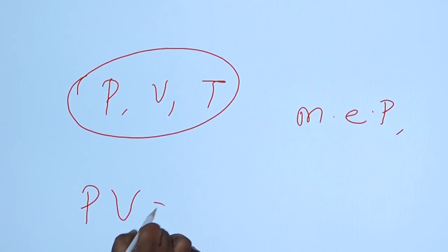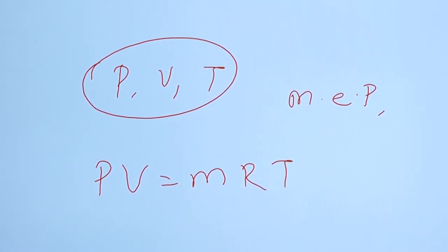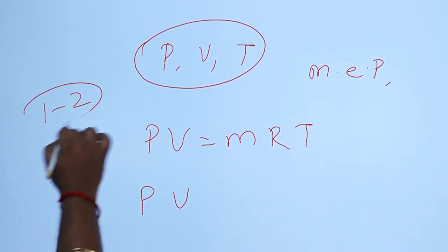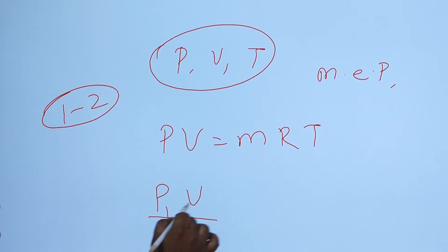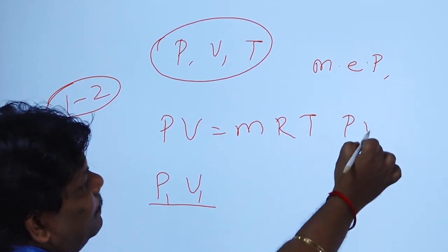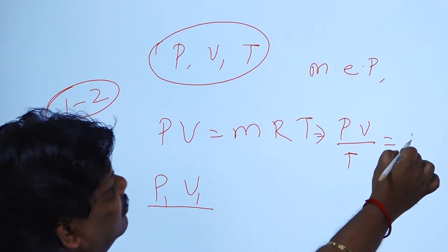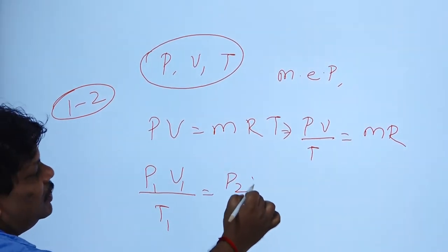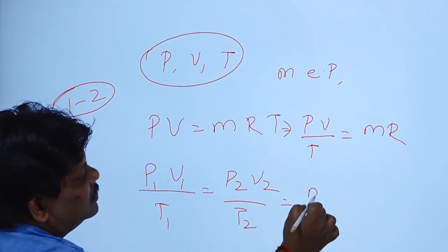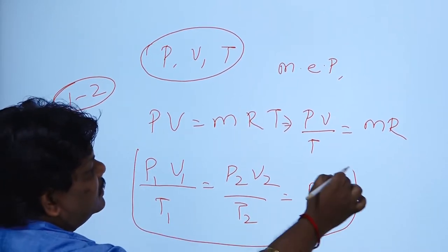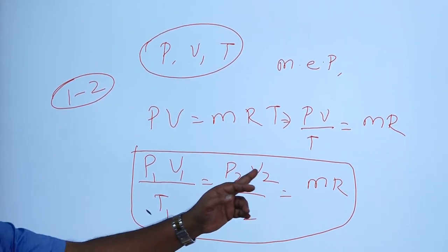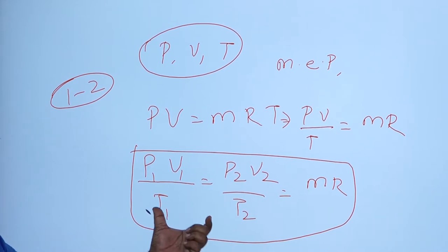Generally we know the characteristic gas equation PV is equal to MRT, and this relation can also be given for a process. Suppose the process takes place from 1 to 2, so we can say that PV by T is equal to MR, and this can be taken as P1 V1 by T1 is equal to P2 V2 by T2, that is equal to MR. So you can have a PVT relation. The unknowns can easily be found with the help of this PVT relation.